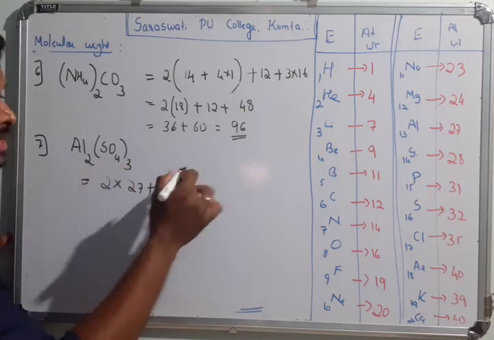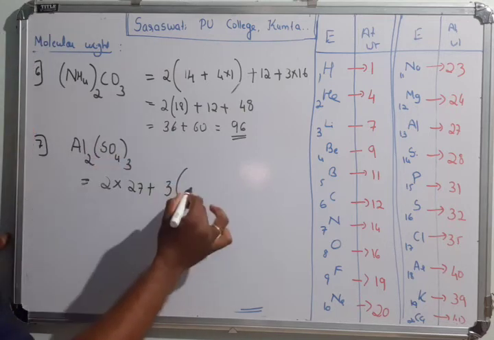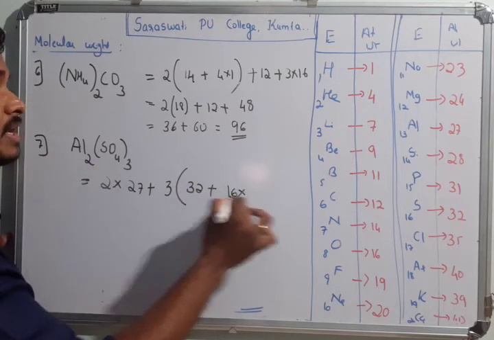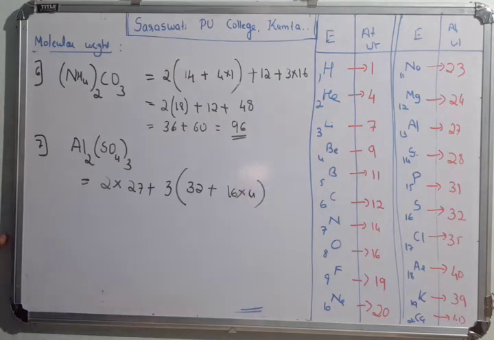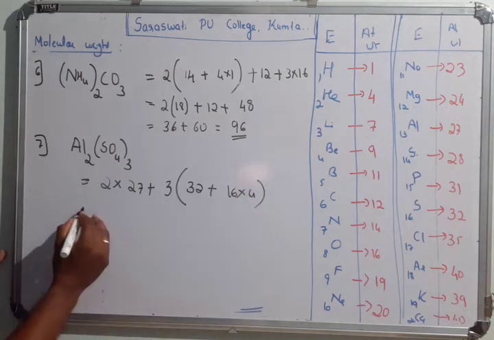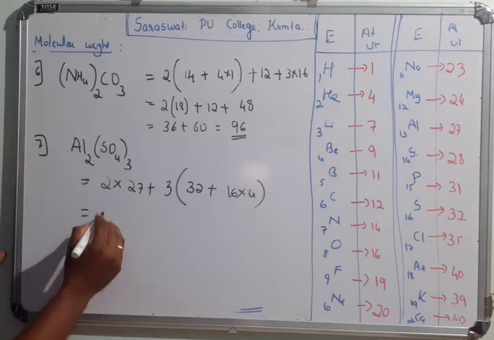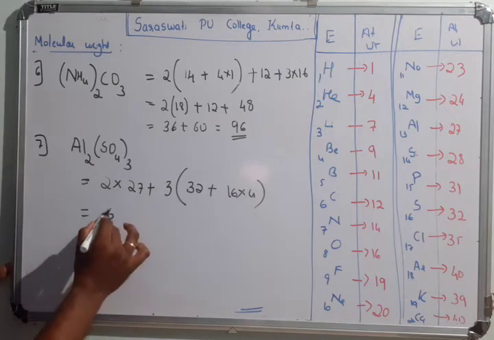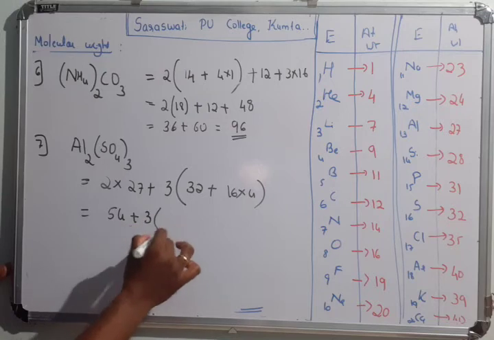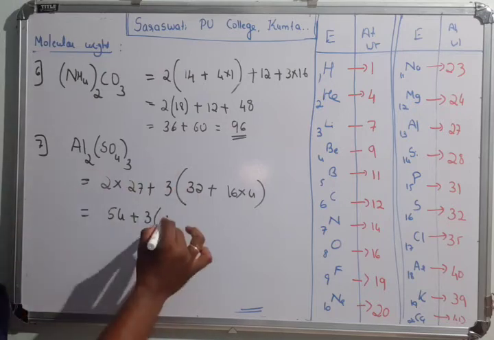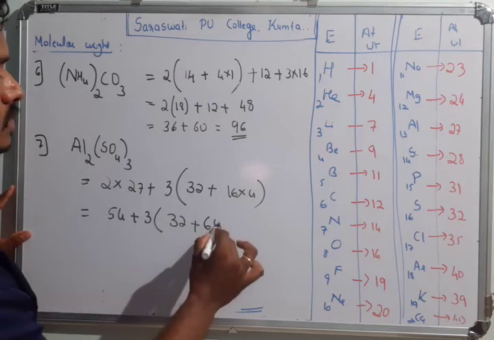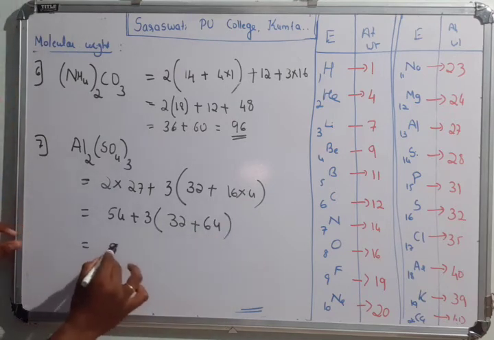The bracket is there, so 3 times of, put the bracket. Sulfur, whose mass is 32, plus oxygen, whose mass is 16. How many are there? 4. Got it? In this way you have to do. So let us calculate now. It will be 2 times of 27, right? It will be 54 plus 3 times of, now you simplify this first, 32 plus 16 fours will be 64.